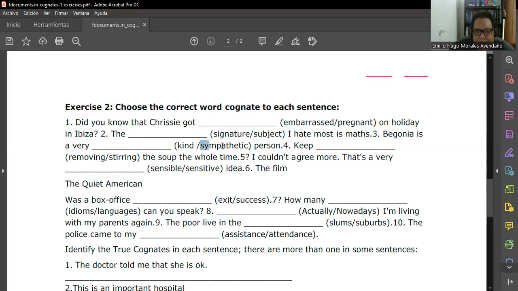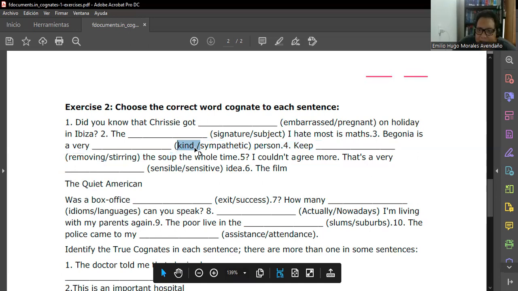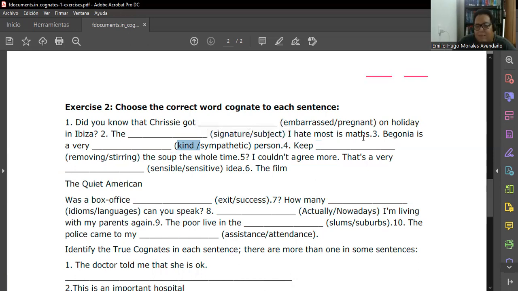Maybe we can confuse sympathetic with simpático, perdón, simpático. But really the right word would be kind, que es amable. Entonces, el enunciado quedaría: Begonia, it's a very kind person. Begonia es una persona muy amable.